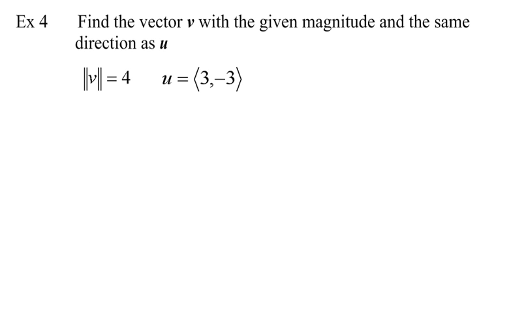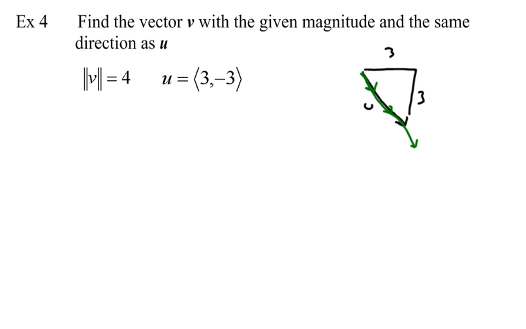Okay, so let's extend that. So now this says find the vector v with the given magnitude and the same direction as vector u. Okay, so I'm just going to make a sketch of vector u. So vector u goes 3 to the right and 3 down. So vector u looks something like this. Now we're not looking for the unit vector now. The unit vector, remember, would be 1 unit long. I'm looking for a vector that's actually 4 units long. I don't know where that will be. Could be anywhere in here.